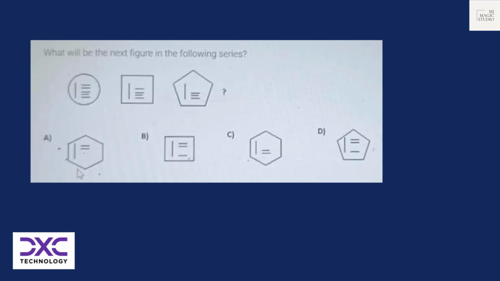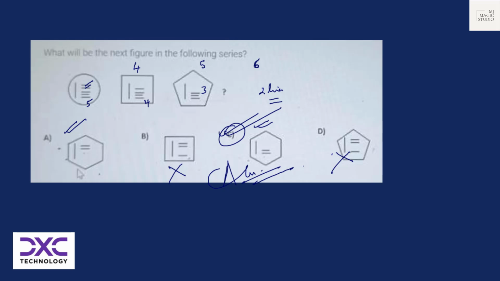Okay, what will be the next figure in the following series? We can see we have a circle, then a four-sided figure, then 1, 2, 3, 4, a five-sided figure. That means in that way, they should be going for a six-sided figure, which is option A and option C. We can eliminate B and D. Now, five lines inside, then four lines inside, then three lines inside. Here, we should have two lines inside. But we can see that lines are getting eliminated from the top. So two lines should be there at the end, which is in option C. Mark on option C and move on.